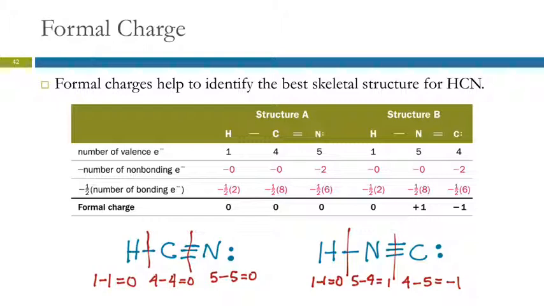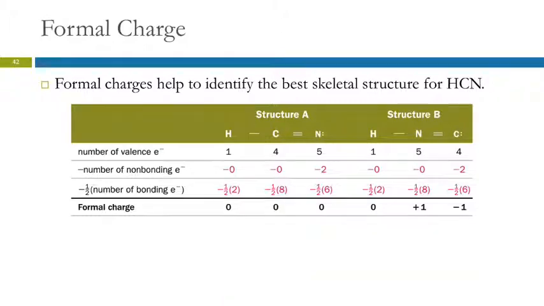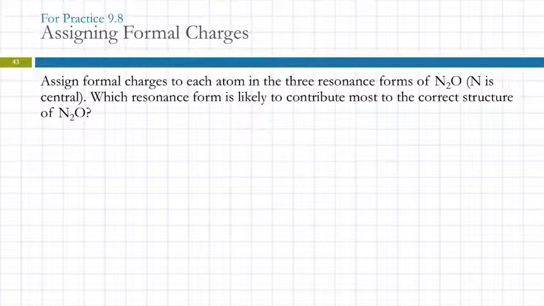On the worksheet, you're also going to be asked to identify the formal charges. So let's do an example here. Assign formal charges to each atom in the 3 resonance forms of N2O. And we're told that N is central. So when something is weird, we'll tell you about it. Because I would not predict that nitrogen would be in the middle of this. I'd predict oxygen in the middle because then it would be symmetrical. But that's not the case for this one.